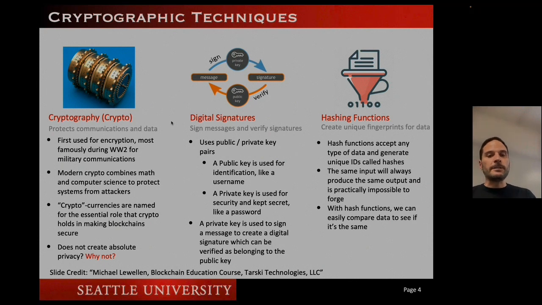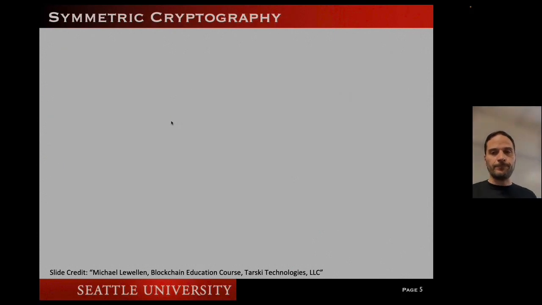And then hashing functions accept any type of data to generate a unique ID called a hash. The same input will always produce the same output, and it is practically impossible to forge unless you are dealing with a hashing algorithm that is old, or maybe quantum will break some hashing algorithms. And with hash functions, you can easily compare data to see if it's the same. The other property that is not mentioned on this slide, you're not able to go back from a hash to the original value. It's kind of like a one-way thing.